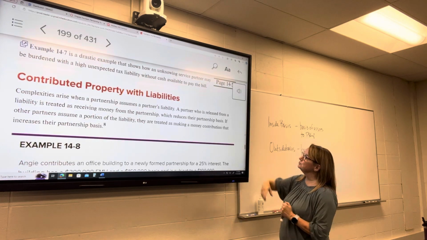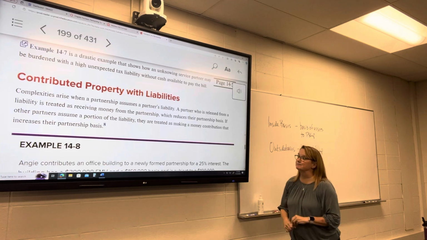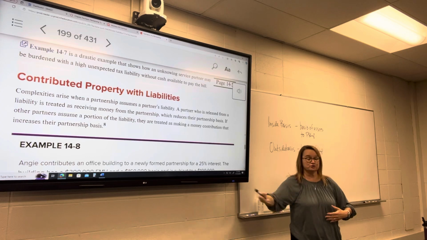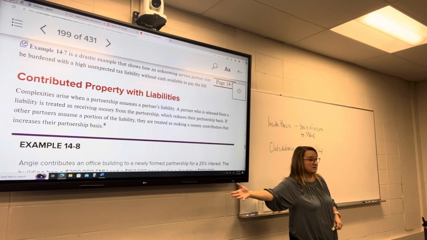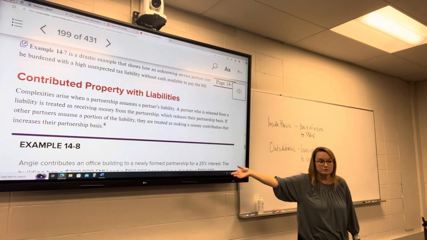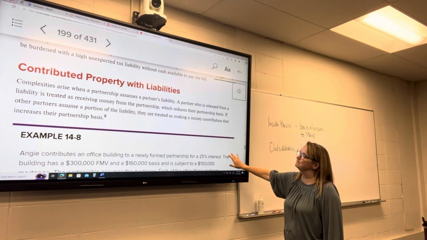So, a partner who's released from a liability is treated as though they received money from the partnership. When they've got that liability being relieved, it's like the partnership gave them $200,000 to pay off the loan, right? Now they don't have the loan anymore, but now the partnership has the loan. This reduces their partnership basis.